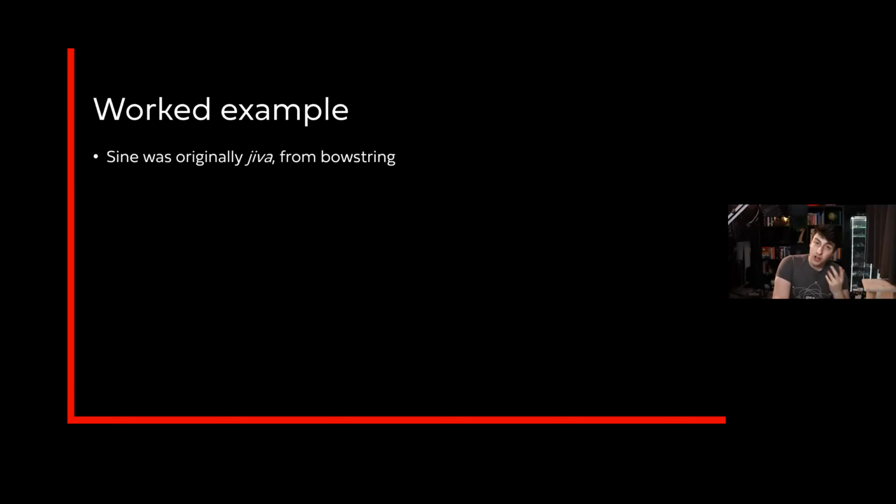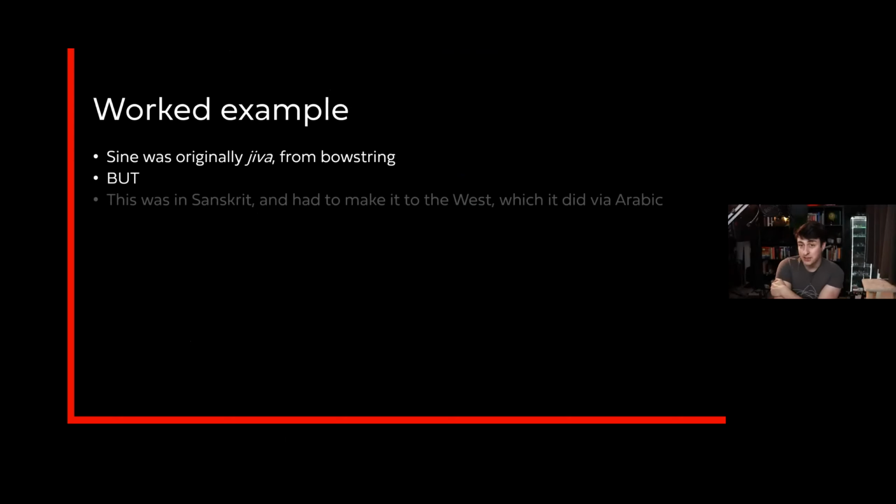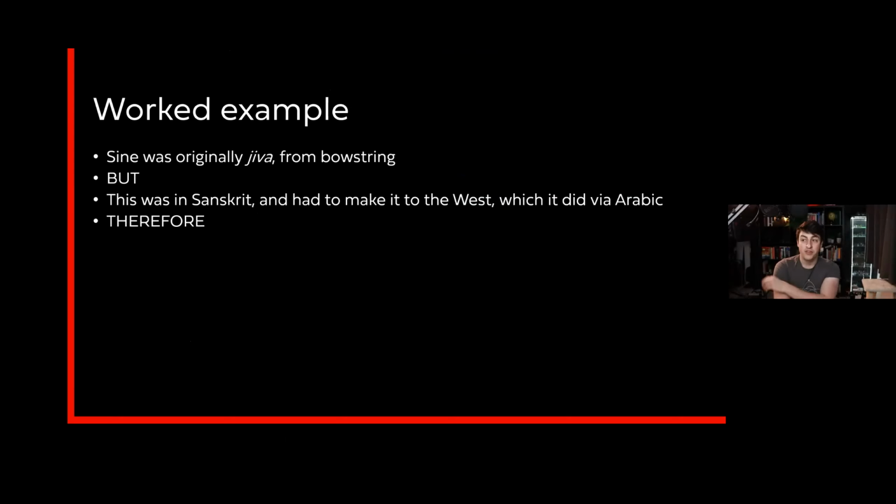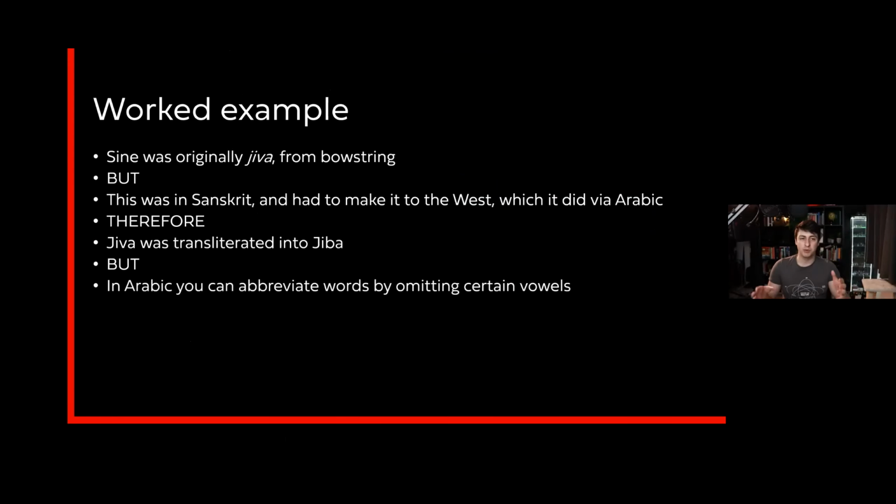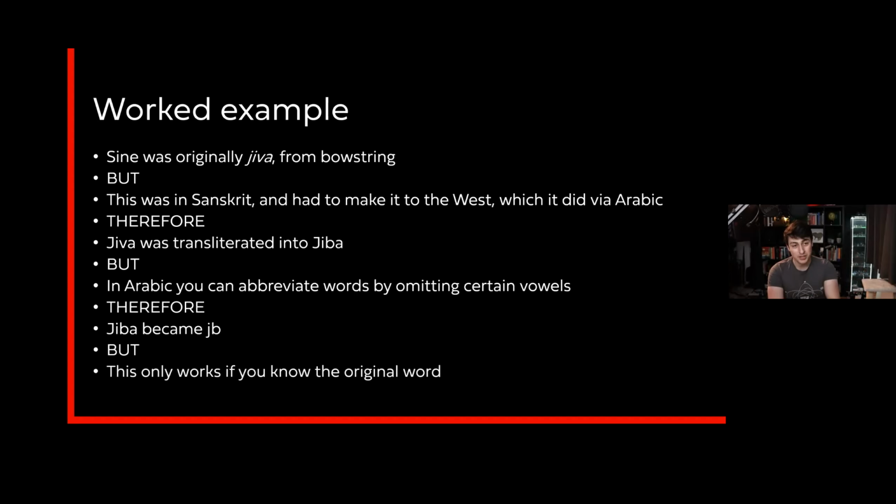So sine, you should watch the video after this. This is just like the first few points. Sine was originally the word jiva from bowstring, but that was bowstring in Sanskrit, and it had to make its way to the West, which it did via Arabic, because this happened over 1,000 years ago. Therefore, it was translated from jiva into jiba. But when you write something in Arabic, you can abbreviate words by omitting certain vowels. Therefore, jiva became jb, but this technique only works if you know the original word. Therefore, I won't spoil the ending.